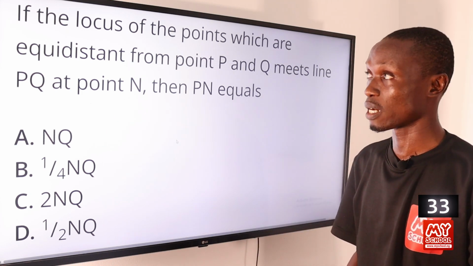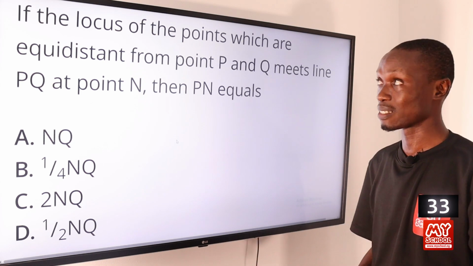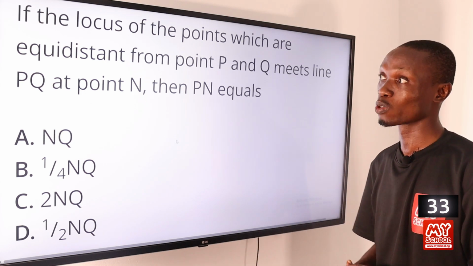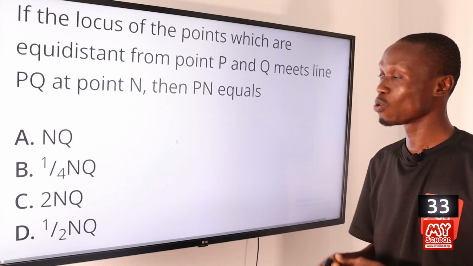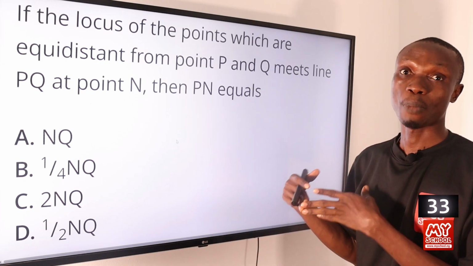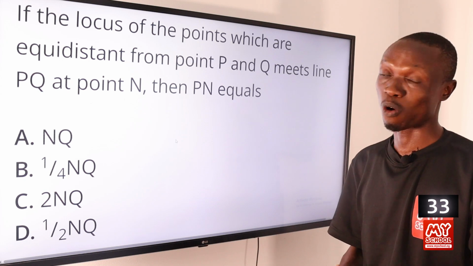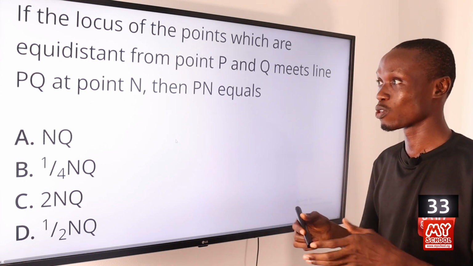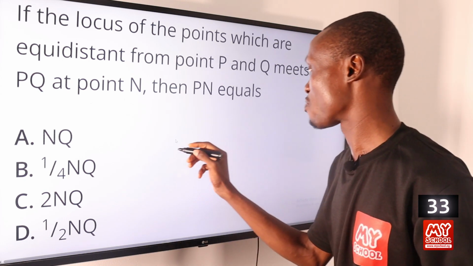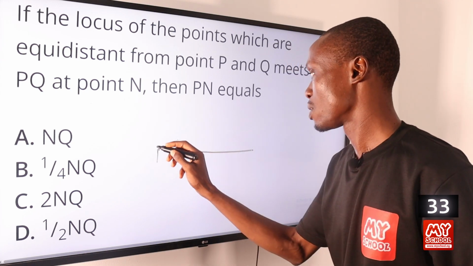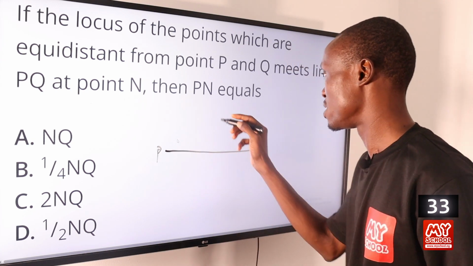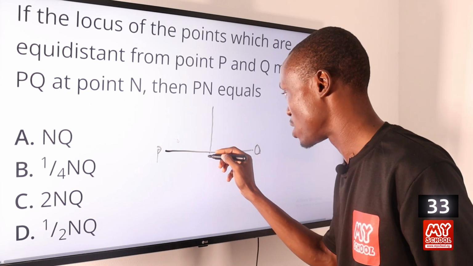So one thing you must know is that the locus of points that are equidistant from 2 points P and Q is the perpendicular bisector of the segment PQ. So what we simply mean here is that you have a straight line, P and Q, and this straight line is divided into 2 at the point N.